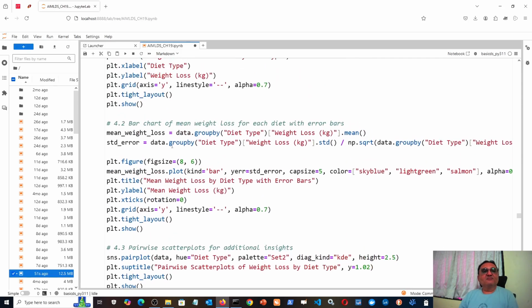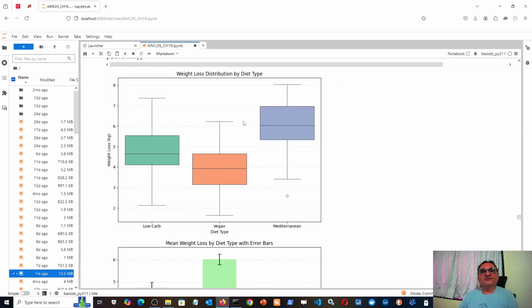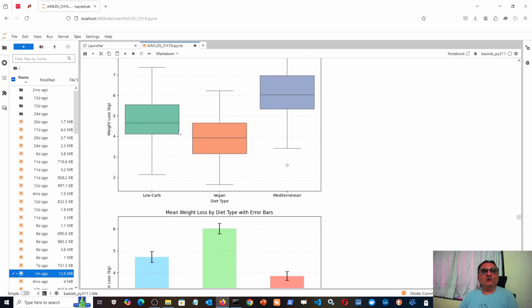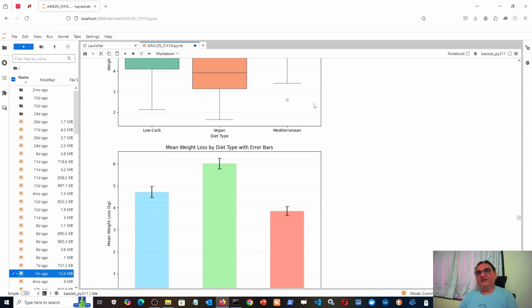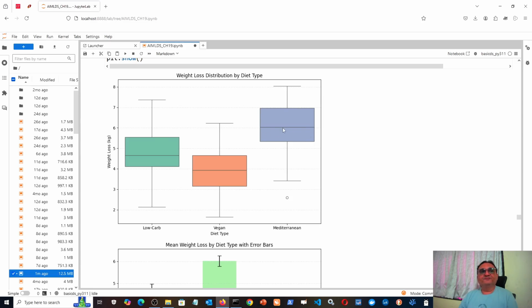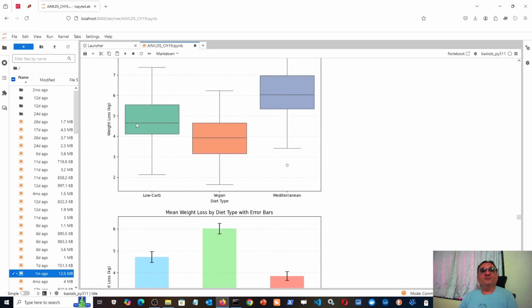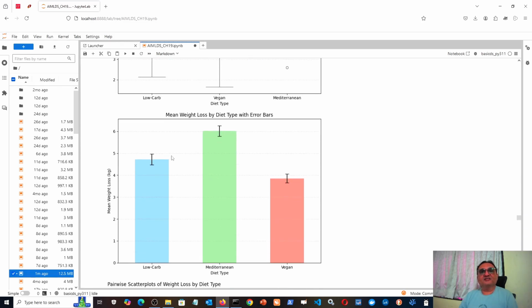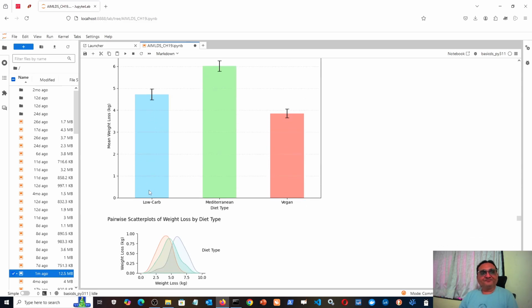So this is the box plot first. The box plot clearly shows that the median weight loss for the vegan diet is the least. It is below 4 kg. The median weight loss for the low carb diet is somewhere around 4.5 kg, and the median weight loss for the Mediterranean diet is significantly above these two, and that is 6 kg. So it seems that the Mediterranean diet is the most effective for weight loss, right? There are some outliers in this data set, but that is okay, just one or two outlier points.